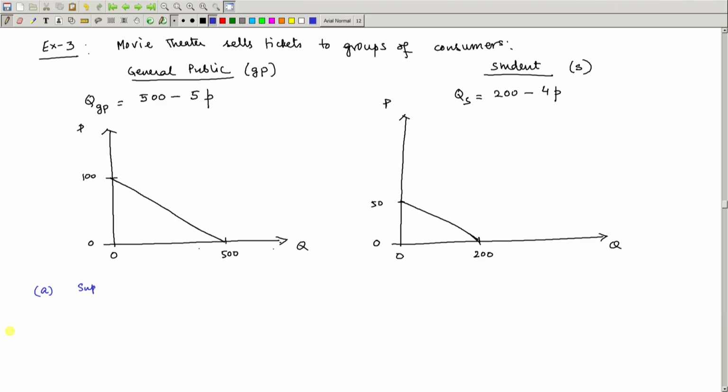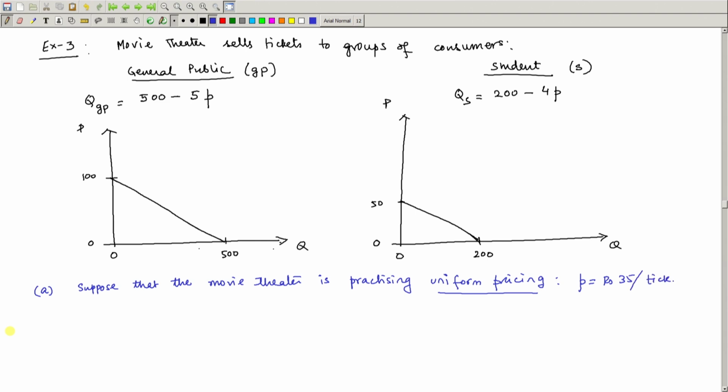So, suppose that the movie theater is practicing what is called uniform pricing. And let us say the uniform price is p equals 35 rupees per ticket. So, irrespective of whether the individual belongs to the general public group or the student group, the movie theater is going to charge the same price of p equal to 35 rupees per ticket.